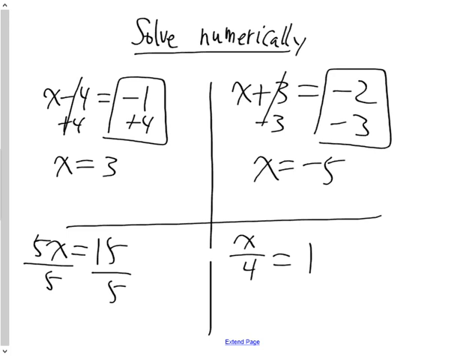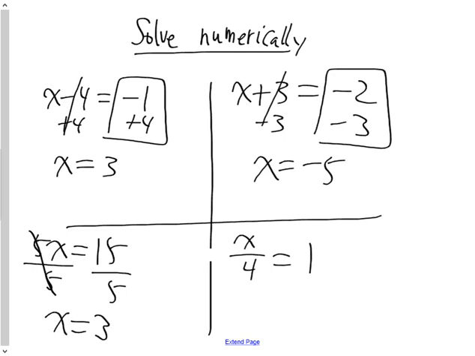Whatever I do to one side, I have to do to the other. So 5 x's divided into 5 piles makes 1x. And 15 divided into 5 piles makes 3. So our solution for the third one is x equals 3.